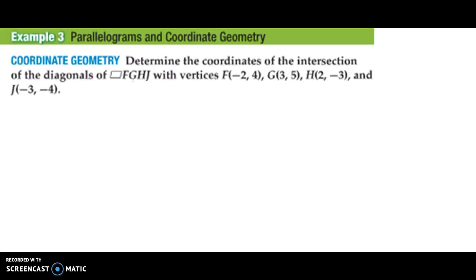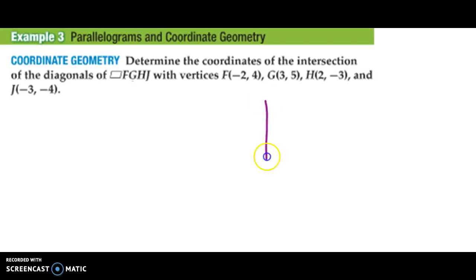All right, parallelograms and coordinate geometry. It says determine the coordinates of the intersection of the diagonals of FGHJ with vertices F, G, H, and J being those right there. Well, we can look back into theorem 6.7, and it says if a quadrilateral is a parallelogram, then its diagonals bisect each other, meaning that they meet each other in the middle or midpoint.